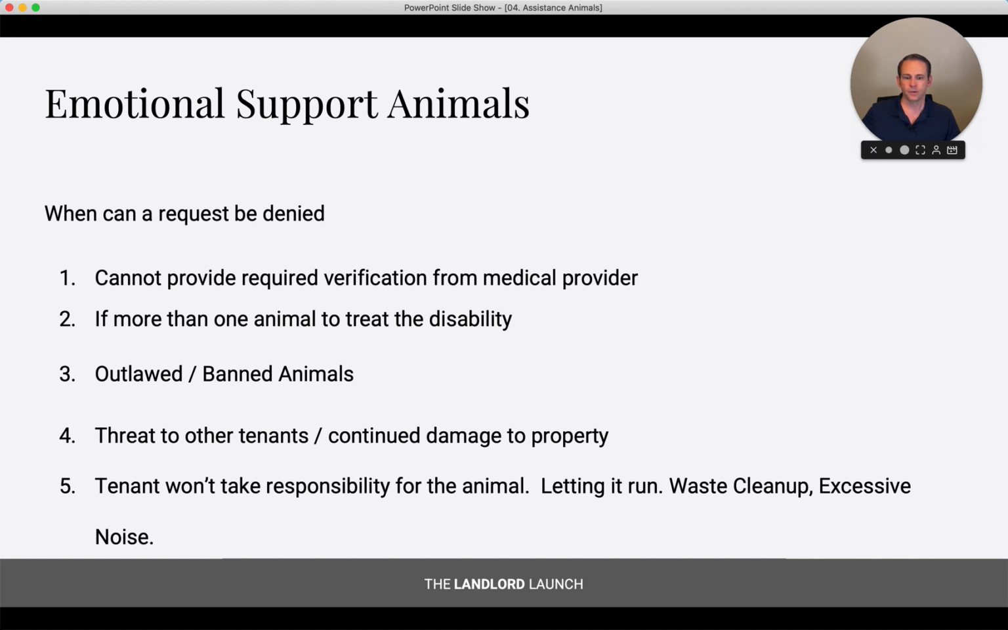If there's noise stuff, so what's the next one? Yeah, letting it run around, waste cleanup, excessive noise. If it's barking throughout the night and they can't keep the animal under control and it's disturbing neighbors' right to quiet enjoyment, you do not have to let that person continue to live there. You can give them notice, and then if they do not correct the issue, then you can ask them to leave, and everything will be perfectly fine.